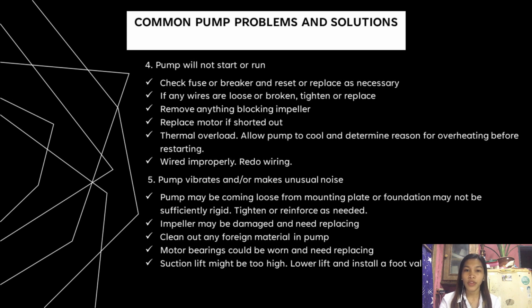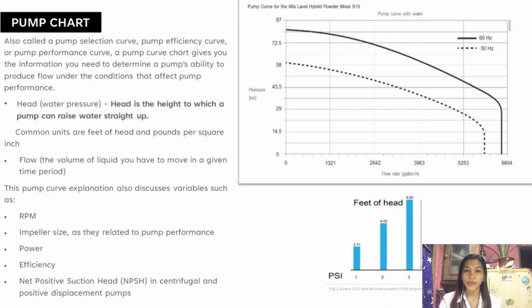The solution for this, tighten or reinforce as needed because pump may be coming loose from the mounting plate or foundation may not be sufficiently rigid. Impeller may be damaged and need replacing. Clean out any foreign material in pump. Motor bearings could be worn and need replacing. Suction lift might be too high. Lower lift and install a foot valve.